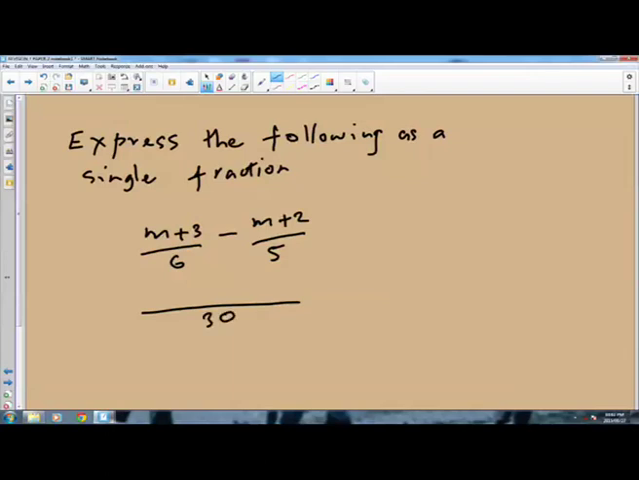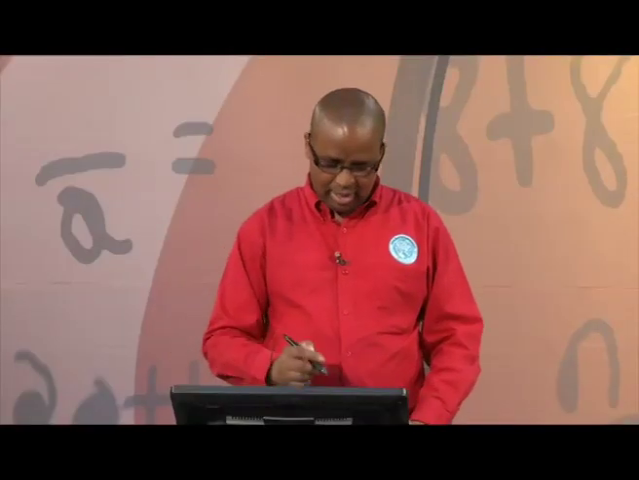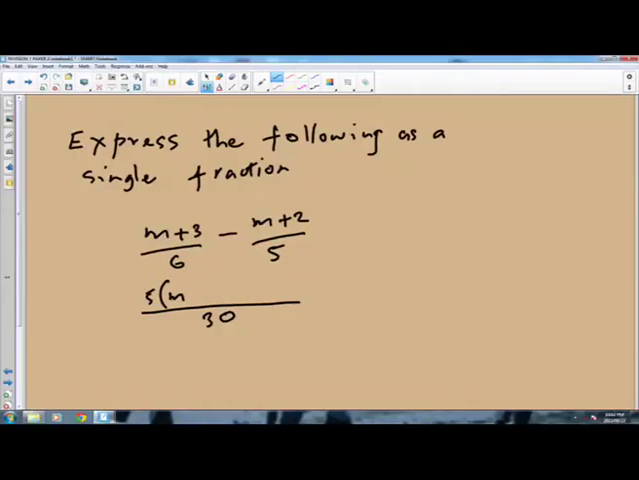And then 6 into 30 is 5. So this will be 5 here. Open the brackets, because this 5 is going to multiply the numerator, and the numerator here is m plus 3. Close the bracket. And then minus, 5 into 30 is 6. Open the bracket, the 6 is multiplying the numerator, which is m plus 2, and then close the bracket.